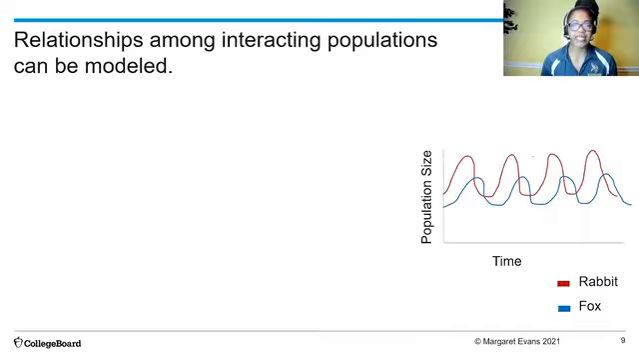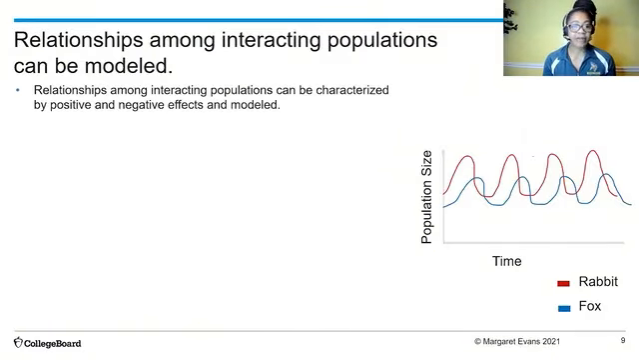Relationships among interacting populations can be modeled. And by modeled, we mean diagrammed, graphed, etc. So relationships can be characterized, as we mentioned before, as positive and negative effects, and they can be modeled. One of the most common predator-prey interaction models would be the graph that you see to the right. And we'll take a look at analyzing that.